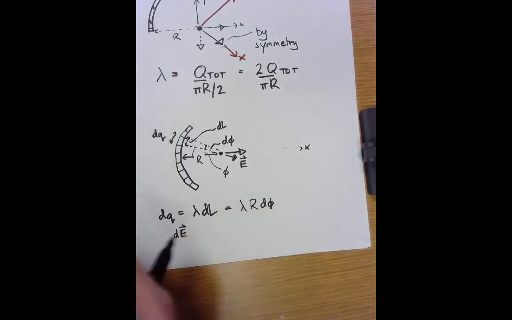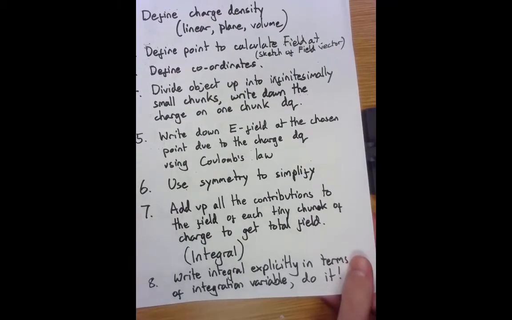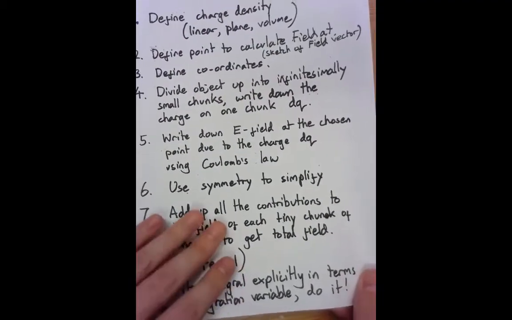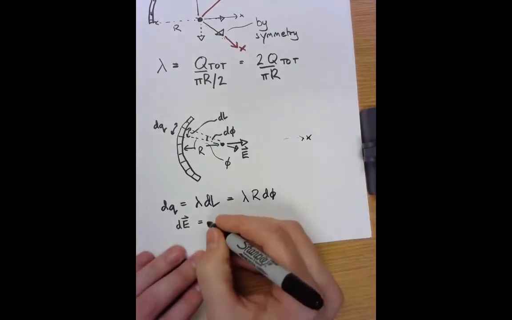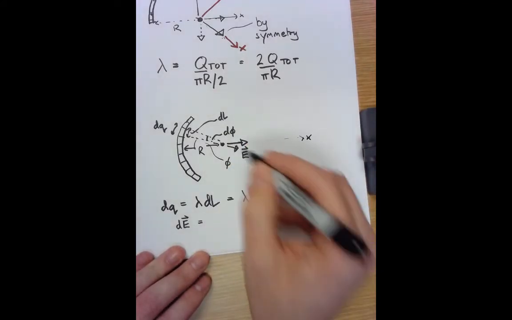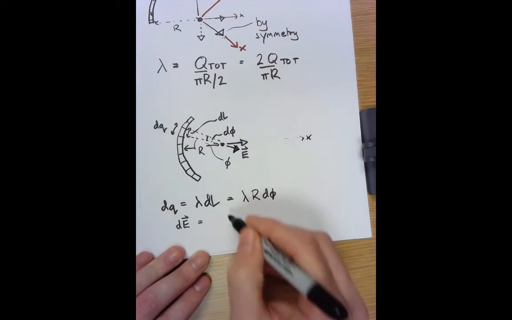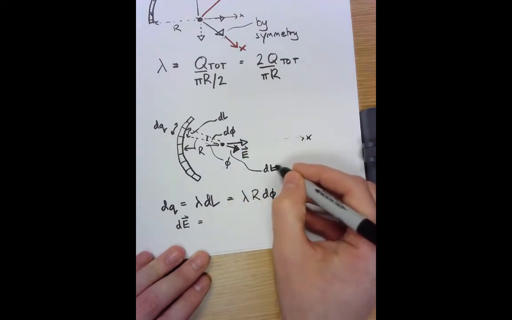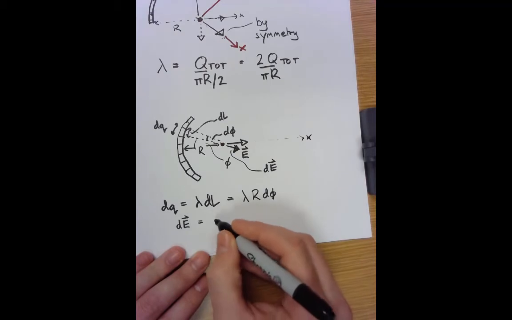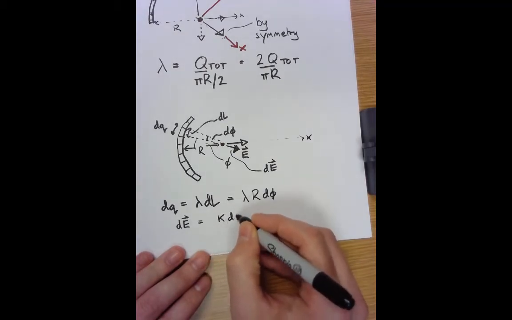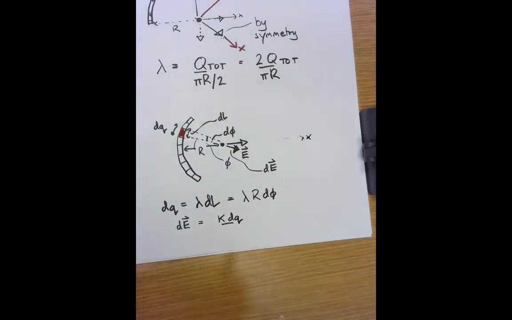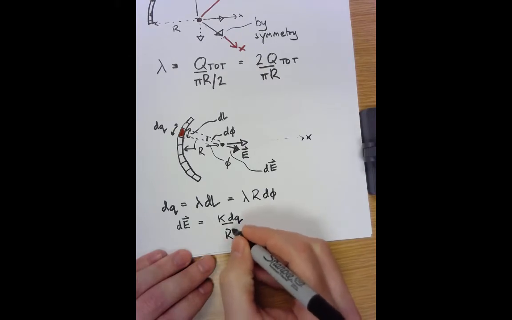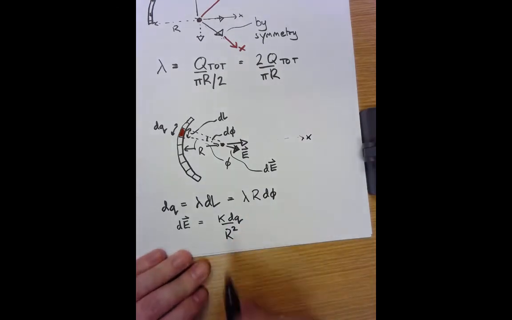dE. By the way, this is number 5 on our checklist: write down the electric field at the chosen point due to the charge dq. So dE, this bit of field here, again, this is why you need a bigger diagram, is equal to k dq divided by the distance between here and this chunk of charge. Let me highlight it so we can always recognize which chunk of charge we're dealing with. So that electric field is equal to that.